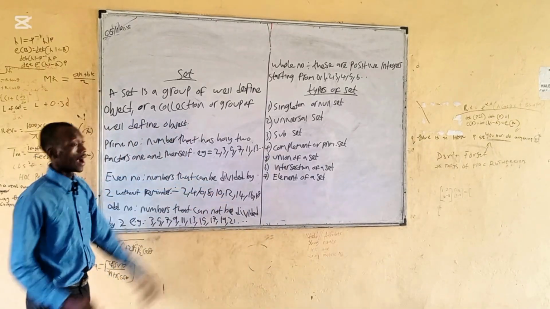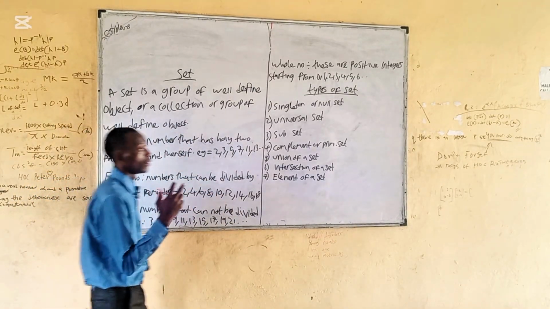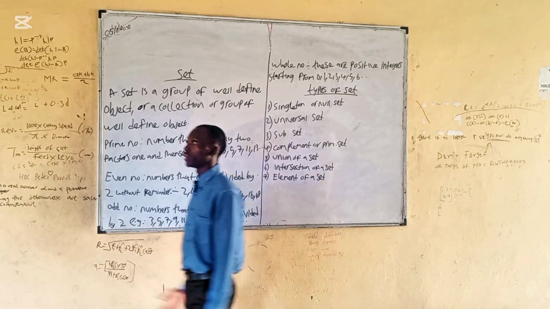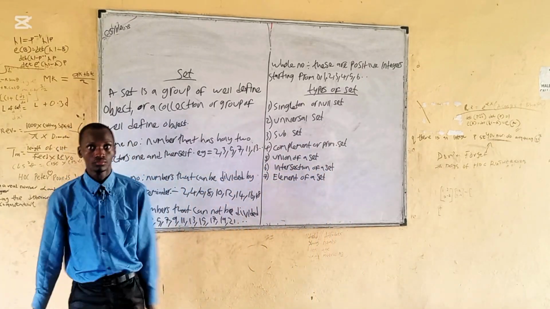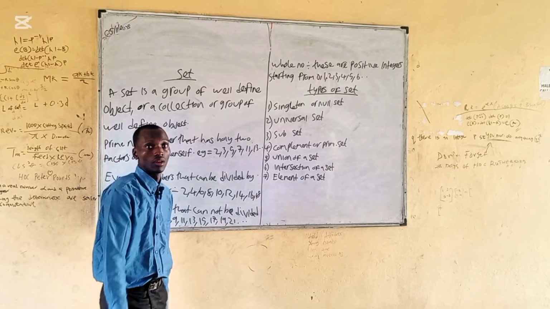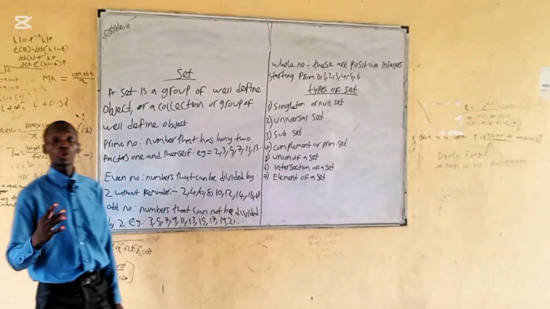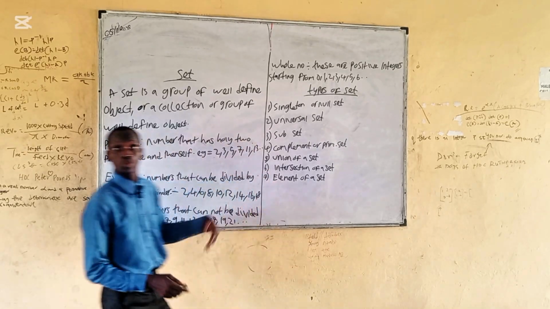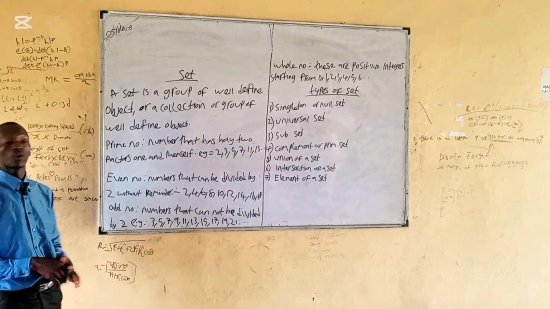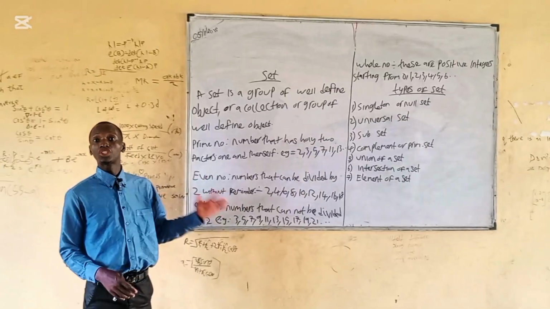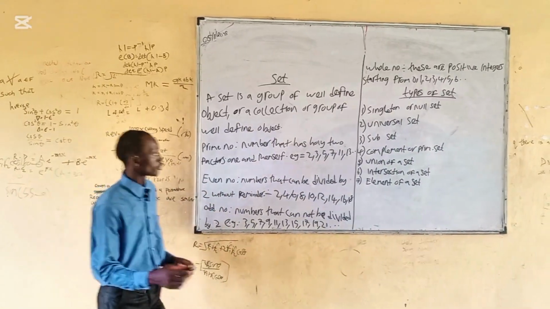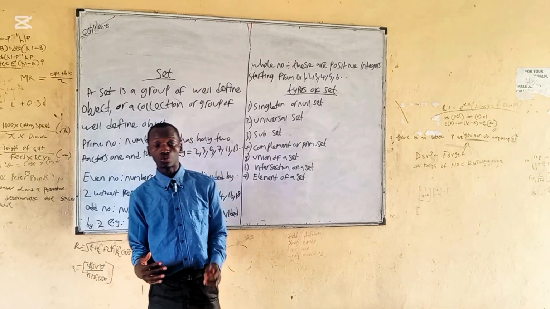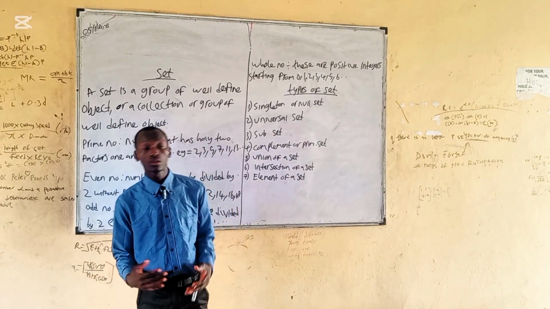There's still more. There are power sets, equivalent sets, disjoint sets, and the difference of a set. These are other types, but I'm going to add them as the video continues. This is where it is, 1 to 7. As the video continues, I'm going to add the rest. So I'm going to be solving questions on each of the sets. As we continue solving questions, you will get to know it, you will get to see it, and you will have a lot of questions.